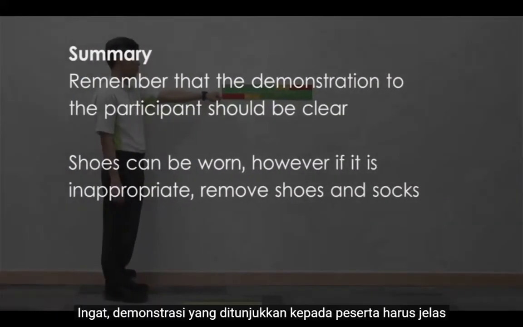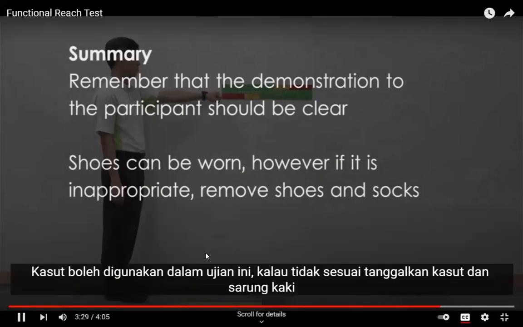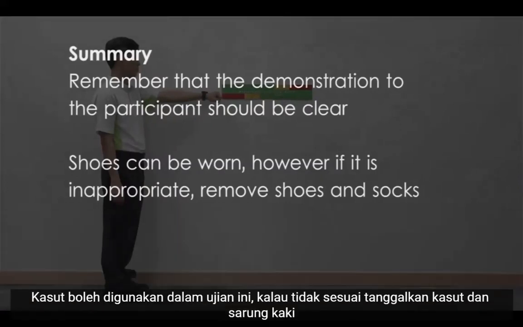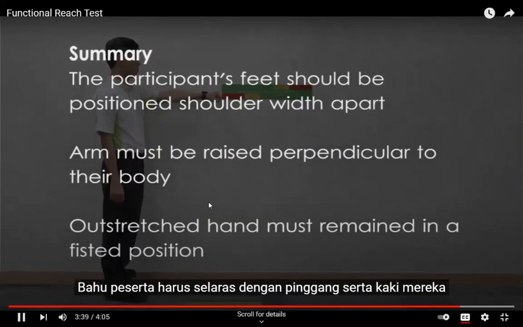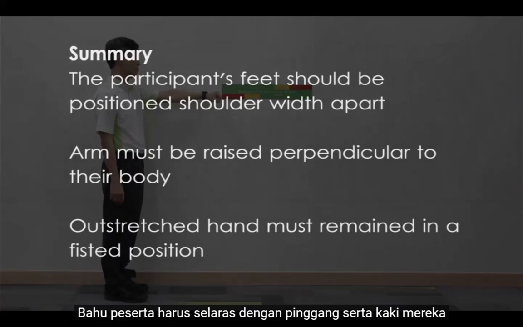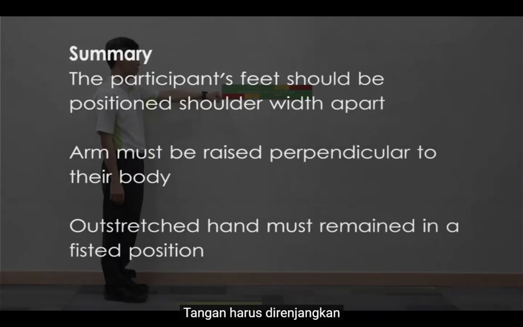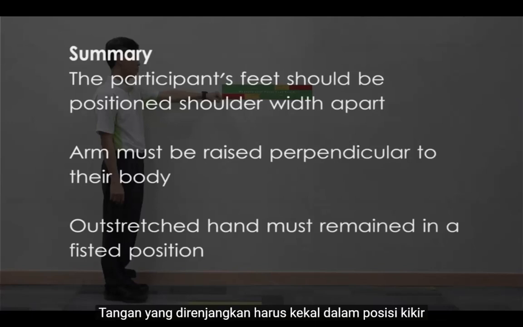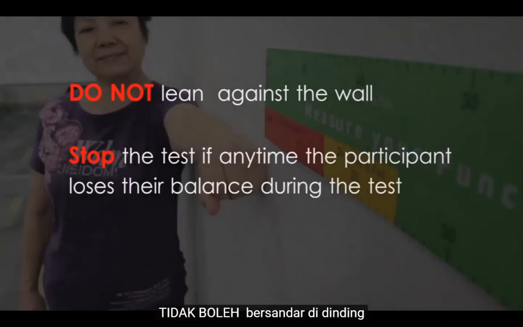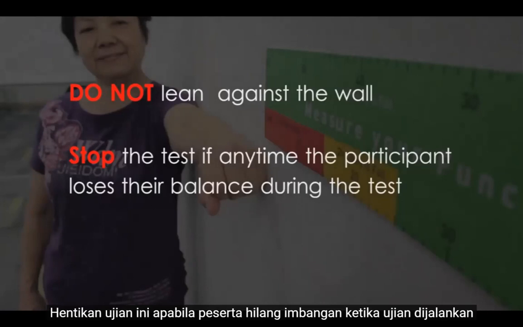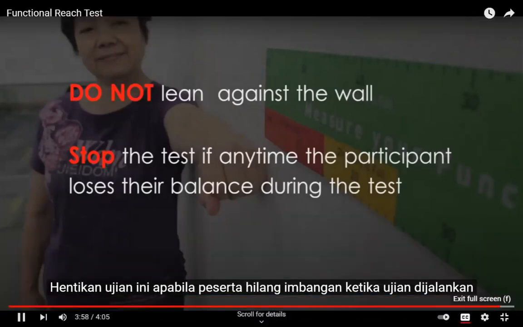Summary: remember that the demonstration to the participant should be clear. Shoes can be worn. However, if it is inappropriate, remove shoes and socks. The participant's feet should be positioned shoulder width apart. Arm must be raised perpendicular to their body. Outstretched hand must remain in a fisted position. Do not lean against the wall. Stop the test if anytime the participant loses their balance during the test.